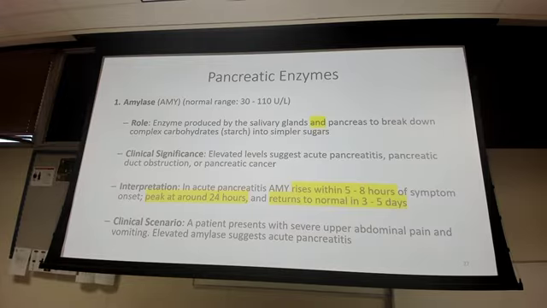All right, now we're moving on to the pancreas. What's the role of the pancreas, y'all? Sounds great. All I heard was, but that's okay. I know it was right. All right, so in acute pancreatitis, amylase rises within 5 to 8 hours of symptom onset. It peaks at 24 hours and returns to normal in 3 to 5 days, right? This is that enzyme that's produced by the salivary glands, and it breaks down those complex carbohydrates into simple sugars.